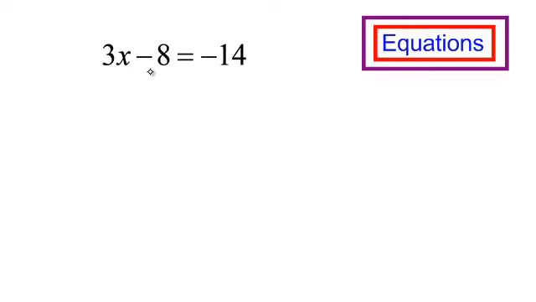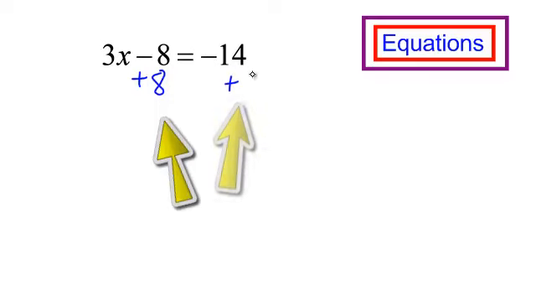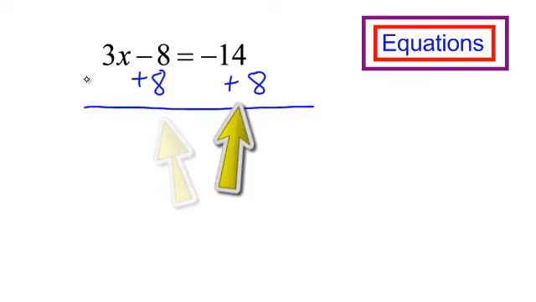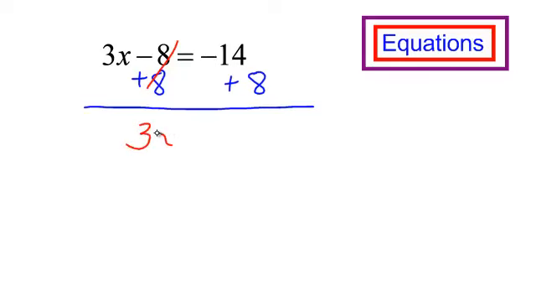So let's begin. What's the opposite of subtracting 8? Yes, you are right. It is adding 8. But if I add 8 to the left side, I have to add 8 to the right side. Now let's work on the left side. I have 3x and I have a negative 8 and a positive 8. They cancel out. I planned it that way. So that will leave me 3x equals, on the right side, I have a negative 14, a positive 8.